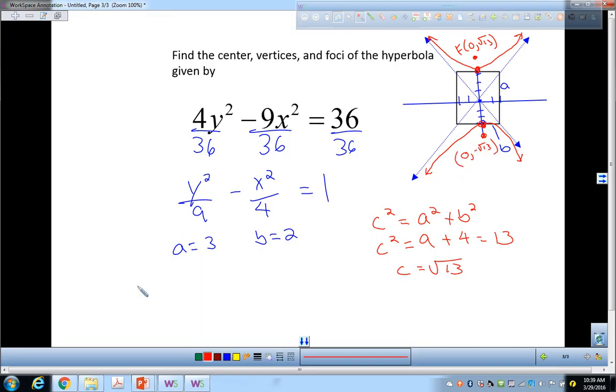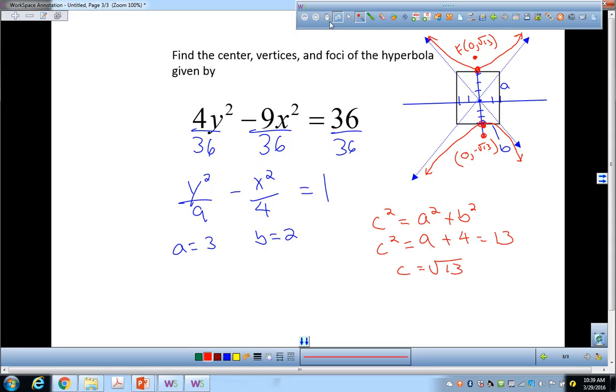How do you know which is going to be A and B, since A can be smaller or bigger? A always comes first. With a hyperbola, A is the thing underneath the first term, because A is the distance from the center to the vertex. So if y squared is coming first, A is the square root of this, which is 3, because it's on that axis. So with a hyperbola, A always comes first.